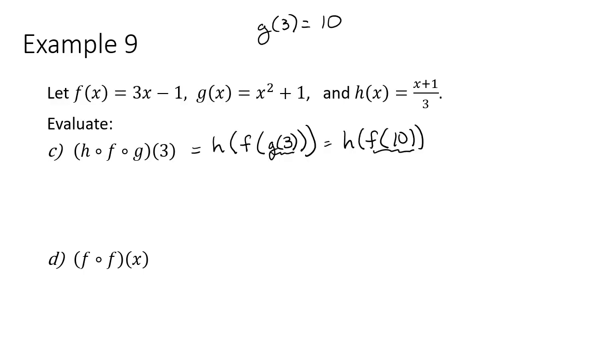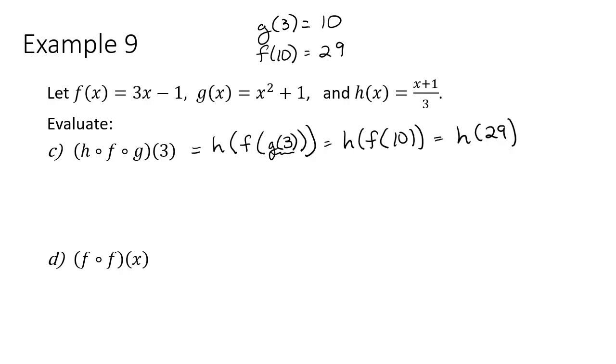Next step. F is next in line, so now we evaluate f of 10. So if we plug that in, we would have 3 times 10, which is 30, minus 1, which would give us 29. So this is now h of 29.